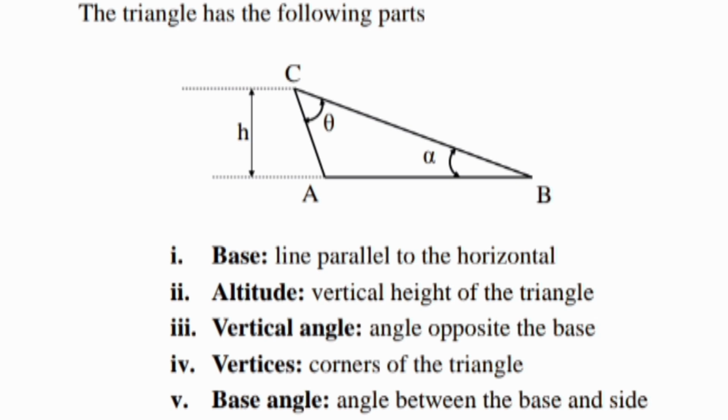Then we've got the vertical angle. The vertical angle is the angle that is opposite to the base. So the base right there is AB, and then the vertical angle is the angle theta there. Then we've got the vertices. For those who've been following my videos under conic sections, you should be able to know what vertices are. Vertices are just corners of the triangle. A, B, and C, those are vertices. Then we've got the base angle, which is between the base and the side. So the base angle in that case is this, alpha. Yeah, that's the base angle.